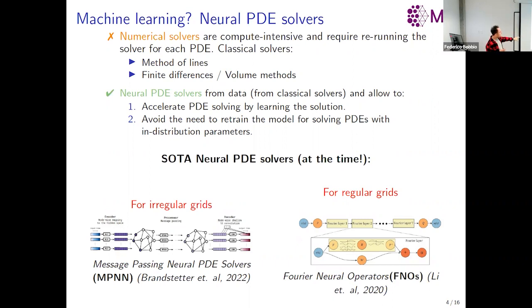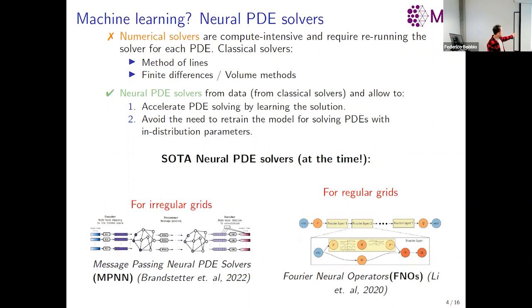Neural PDE solvers. There are multiple state-of-the-art ones. At the time we were doing the paper, which came out at the end of last year, things go very fast, and now there are new ones. But at the time, these were our two competitors for irregular grids, meaning not just a mesh of pixels, but any kind of arrangement of points.